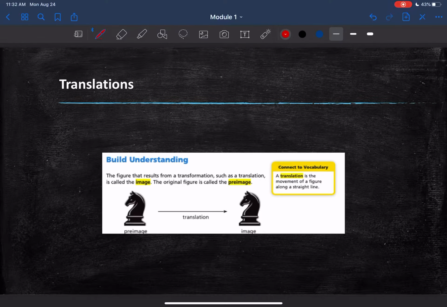This is the second lesson from Module 1, and we're going to build more depth about translations. So we talked about the three different types of transformations in the previous lesson. The three types of transformations are translations, reflections, and rotations. A translation is the movement of a figure along a straight line. The original figure is called the pre-image, and the figure that results after the translation is called the image. So let's build upon that in today's lesson.